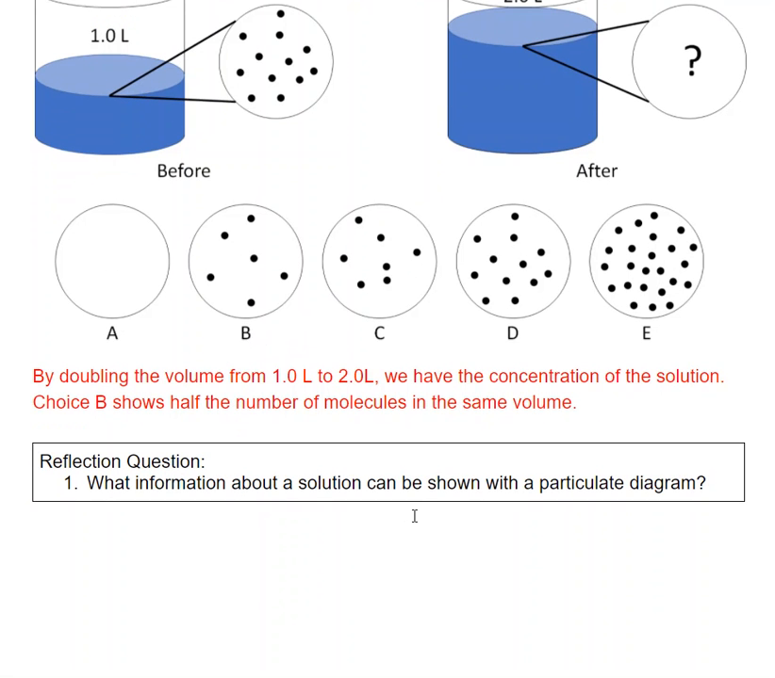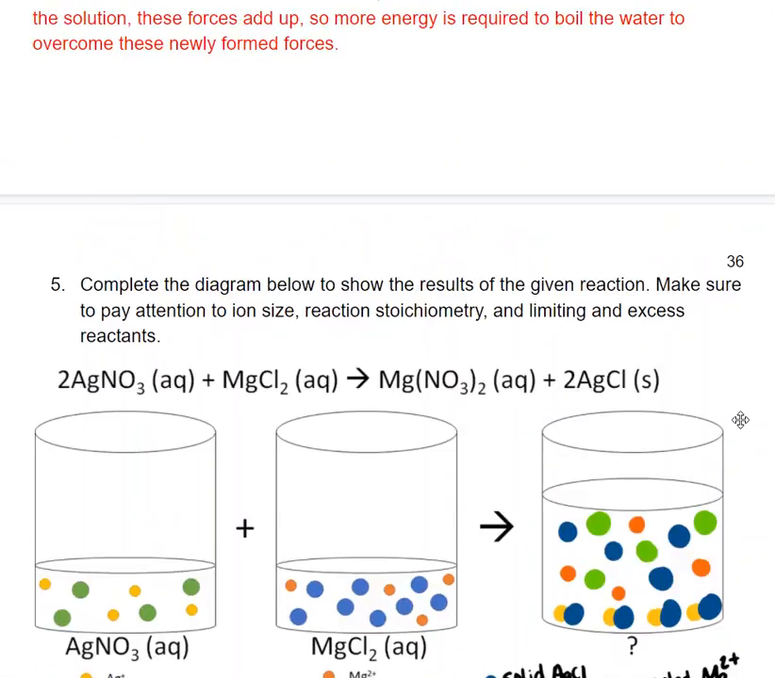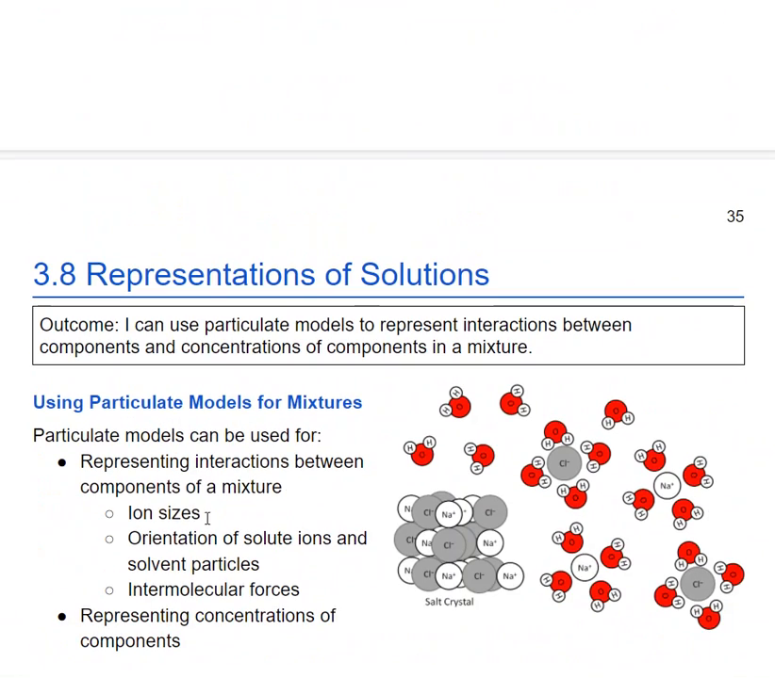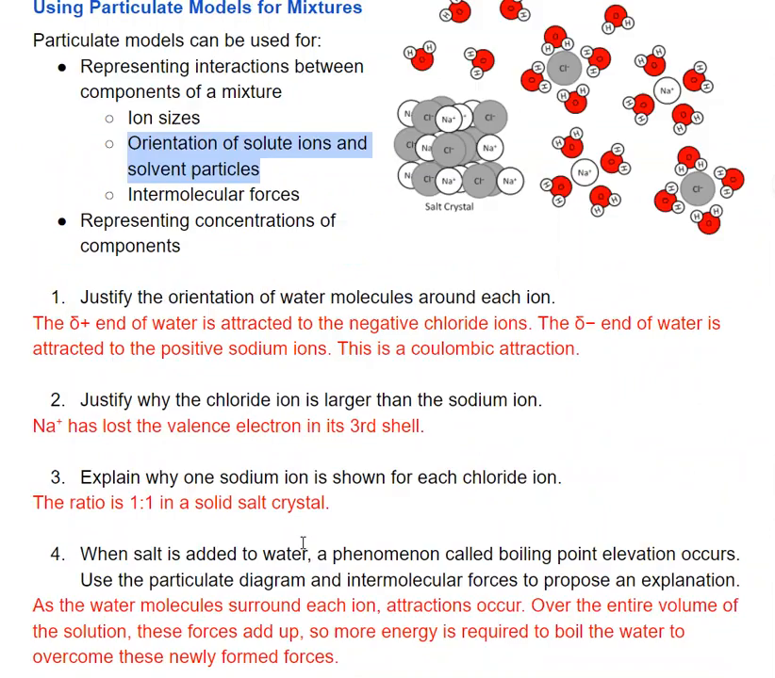What information about a solution can be shown with a particulate diagram? We can see intermolecular forces, we can see relative concentrations, we can see interactions between solute and solvent. We can see ion sizes, the orientation of these particles, and of course also concentration as well.